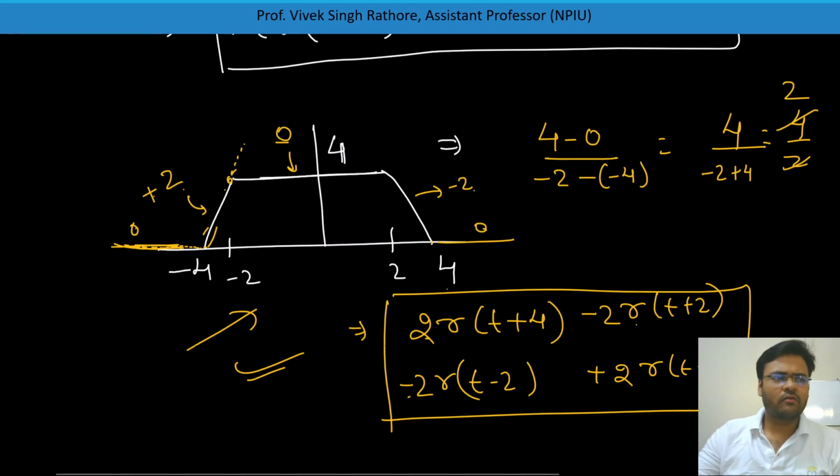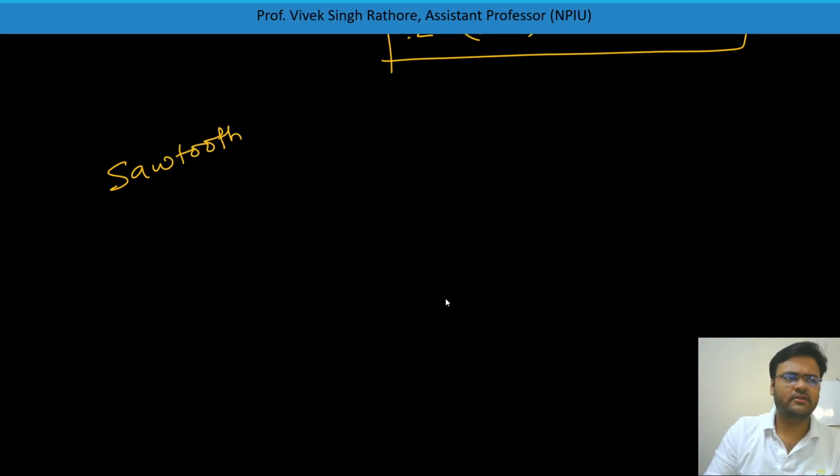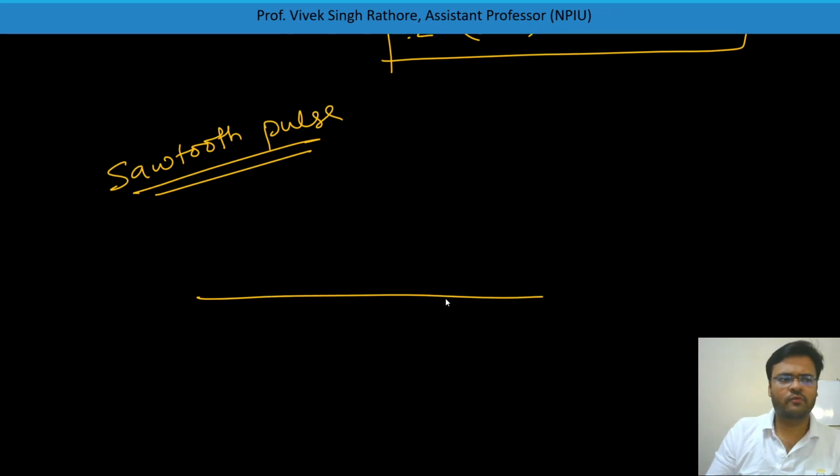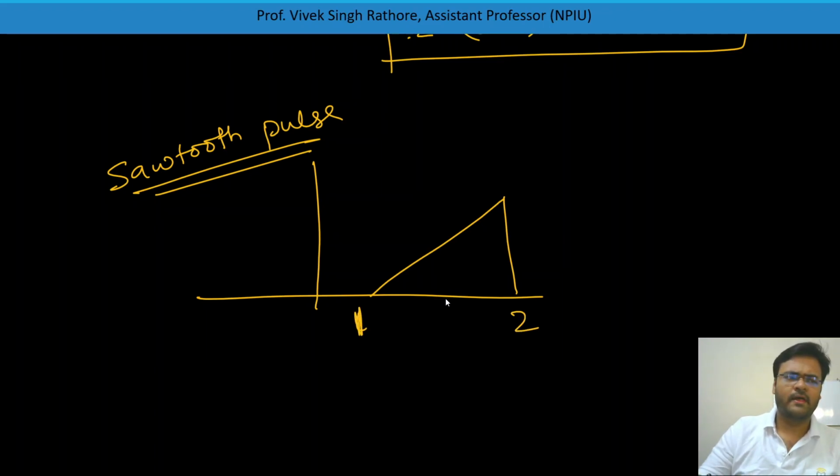Now, one last question I think we will take, because this signal is also a mixture of some signals, like a sawtooth pulse. So we'll take it as a sawtooth pulse. A sawtooth pulse consists of two signals. See, this is a sawtooth pulse. Let's suppose it is from t equal to 1 to 2, and this pulse consists of both signals. There is a unit ramp signal also.